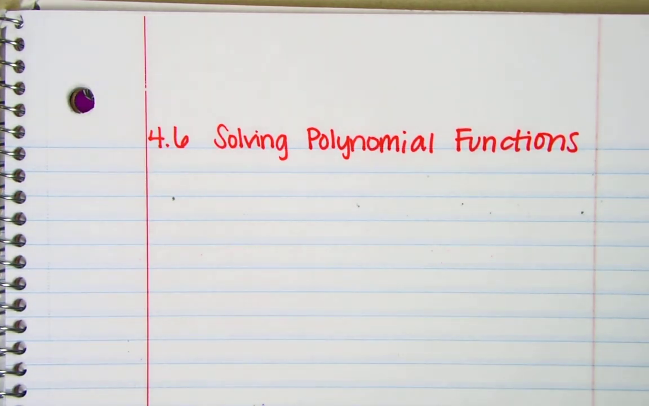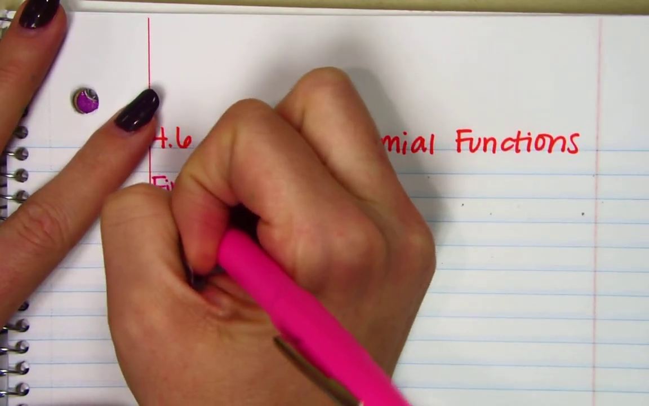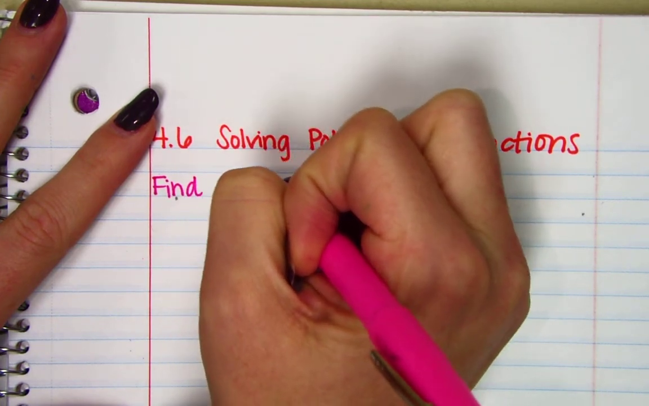Okay, and by solving, we've done this before, just not with polynomials. We've done it with linear functions, definitely in Algebra 1, and with quadratic functions in Algebra 1. And we did it with quadratic functions in the first semester of this year. And what it means to solve them means find x-intercepts.